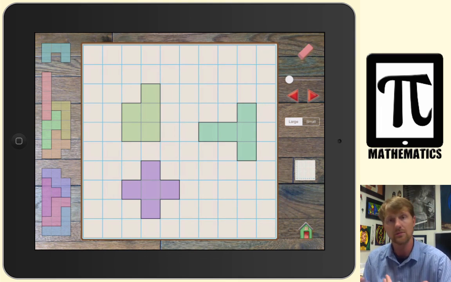Helps them critically build these shapes, then using the measurements of perimeter and area helps them see that shapes, non-congruent shapes, can have the same area but have different perimeters. So there you have it.